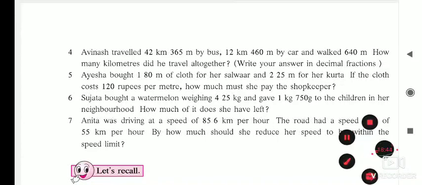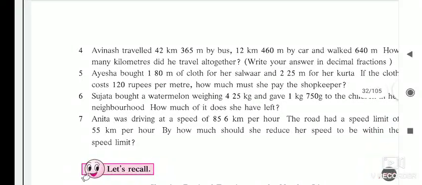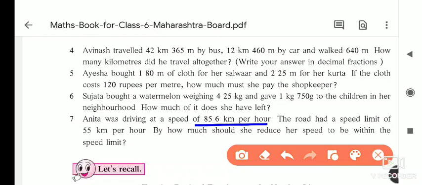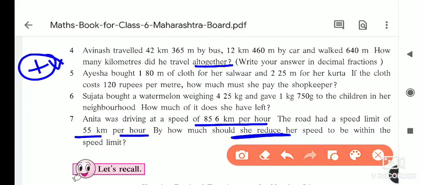In this example, Anita was driving at a speed of 85.6 km per hour. In 1 hour, she is covering a distance of 85.6 km. The road had a speed limit of 55 km per hour. So by how much should she reduce? The word reduce came here. Just one thing I have to tell you: if words like all together or total come, then we have to do the addition. If words like how much left, how many more, how much reduce come in the question, we have to do the subtraction.